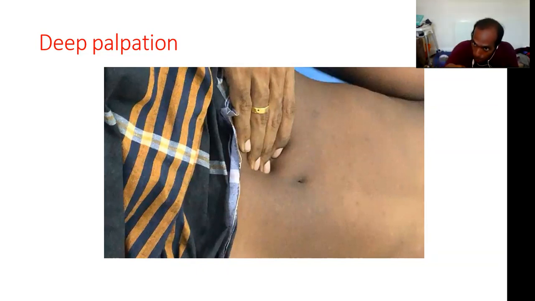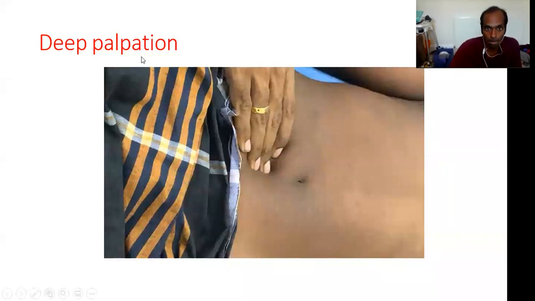So expiration, push it in, keep holding it, wait for inspiration to occur, and any mass can come and hit your fingers and go up, and then take it up and gradually advance towards the costal margin. In the case of the liver, you're going up to the right costal margin. In the case of the spleen, you're going up to the left costal margin. Right. So that is the spleen.